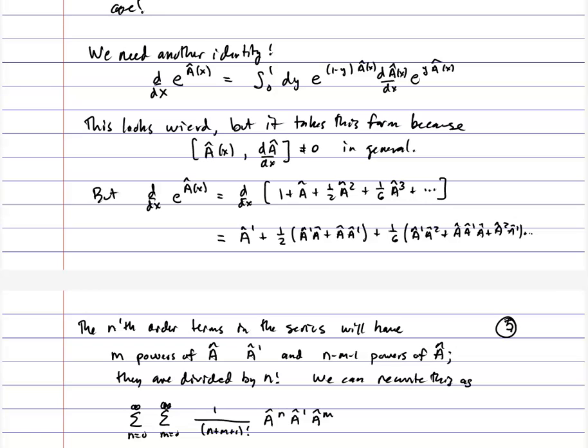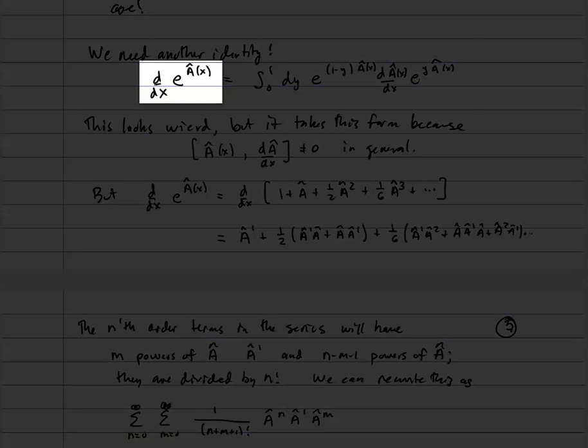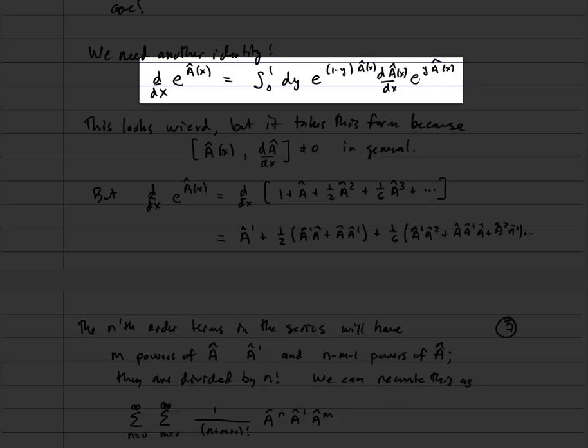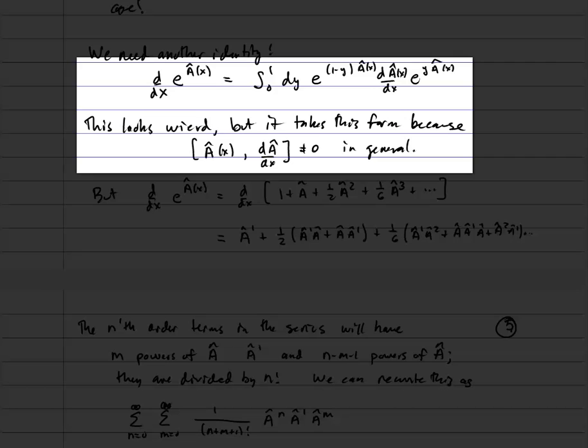Before we get started with our full derivation, we actually need another identity. We're going to look at the derivative with respect to x of an operator A of x, and my claim is that it is equal to the integral from 0 to 1 dy of e to the (1 minus y) A of x, times dA/dx, times e to the y A of x. This looks very weird, but it takes this form, and you have to be very careful with how you work this out, because in general, if I have an operator A of x, then dA/dx does not necessarily commute with A of x.